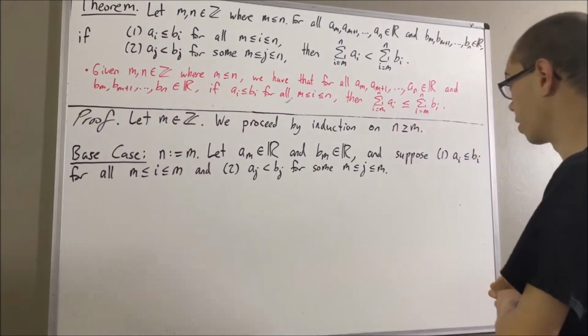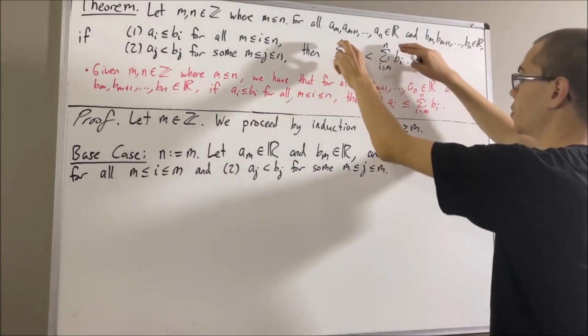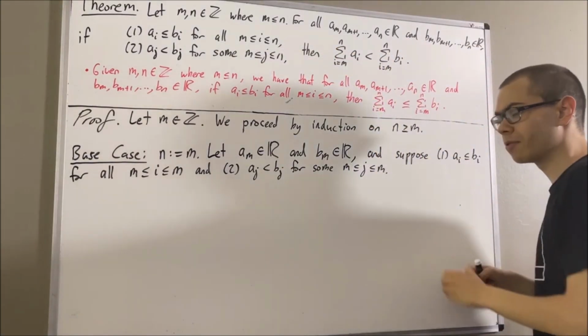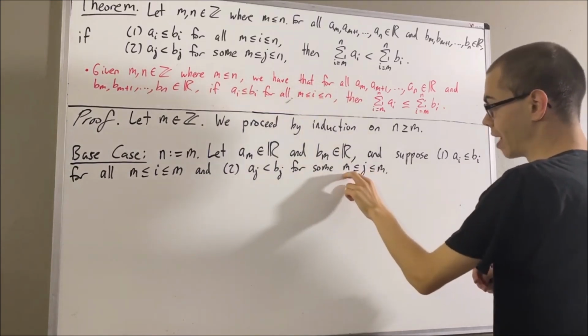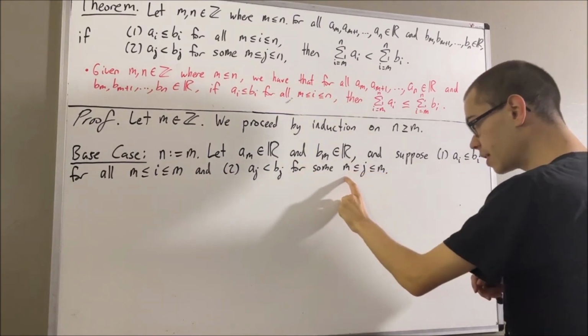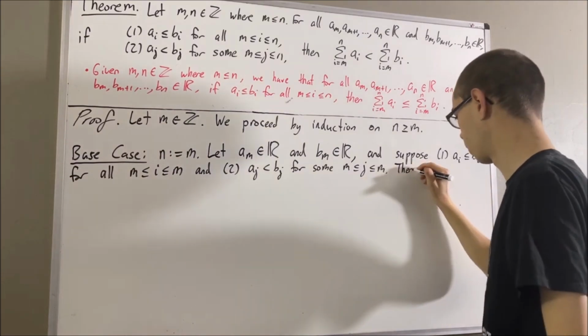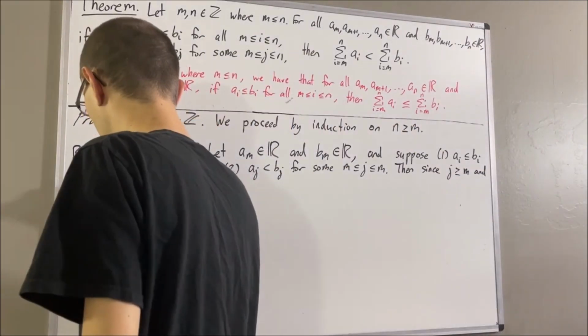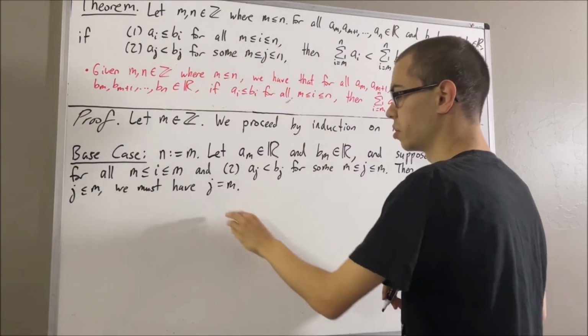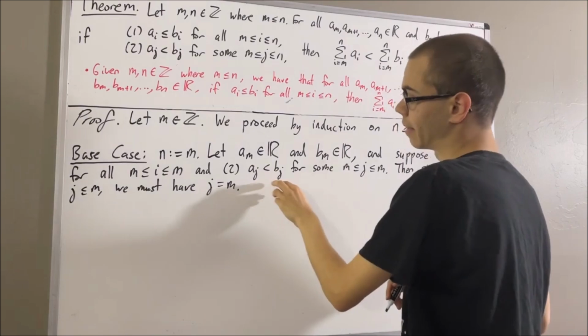Our whole goal from here is to show that this is true in the case where n is equal to m. Well, since j is both greater than or equal to m and less than or equal to m, these two inequalities together tell us that j must be equal to m. So since j is equal to m, a_m is less than b_m.